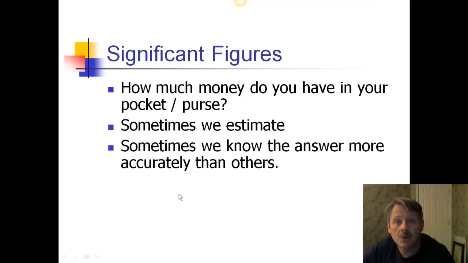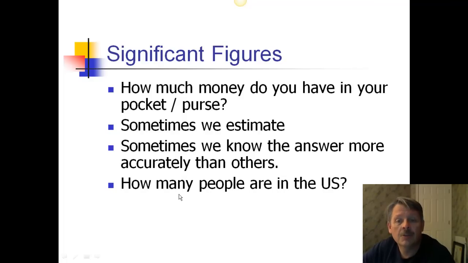Sometimes we estimate. Sometimes we have to estimate. Sometimes we know an answer more accurately than others. For example, how many people are there in the United States? There's no way we can have that number down to the last one. It is impossible, because by the time you count them, there are more that have been born.